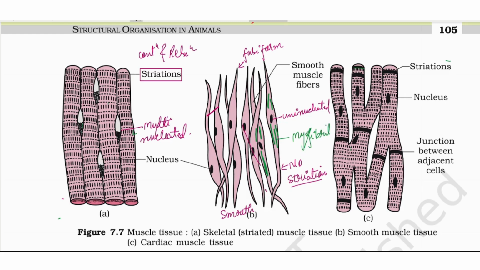Okay, and here there would be the cytoplasm, known as the sarcoplasm. Okay, and in the next one, that is the cardiac muscles. These are the cardiac muscles. The cardiac muscles have only one nucleus, so again it is uninucleated, like the smooth muscles.